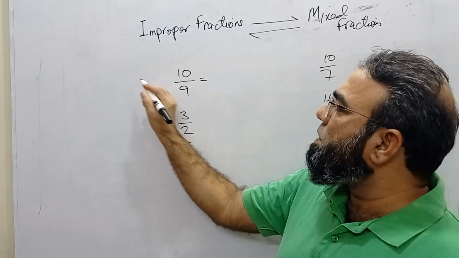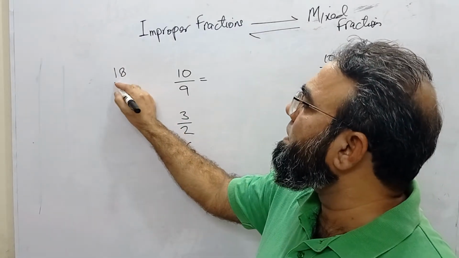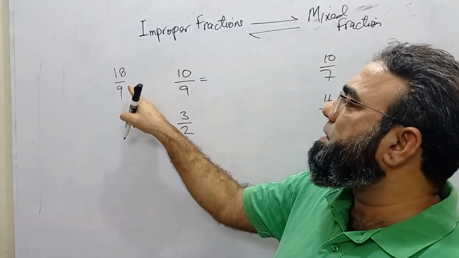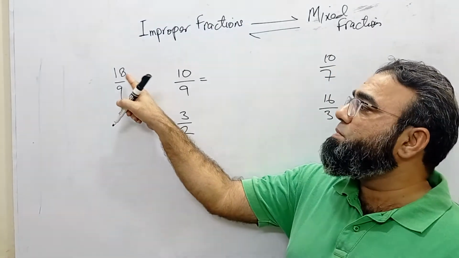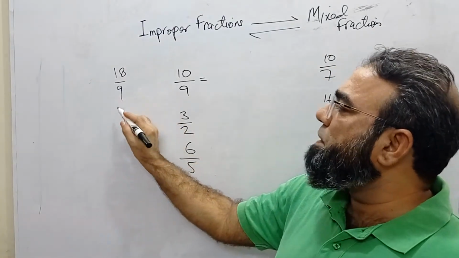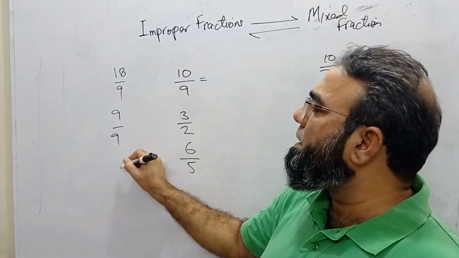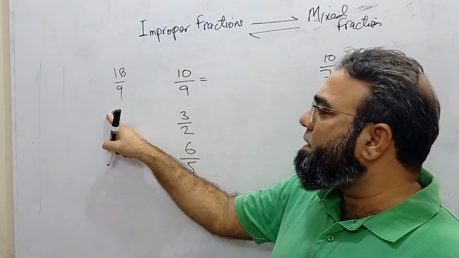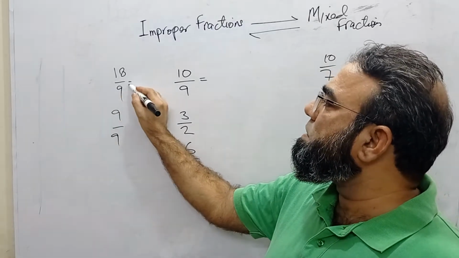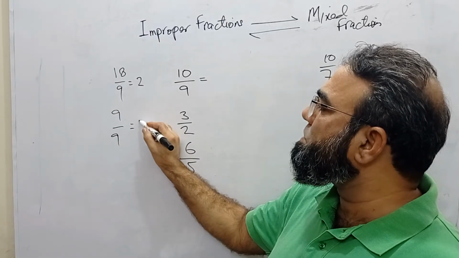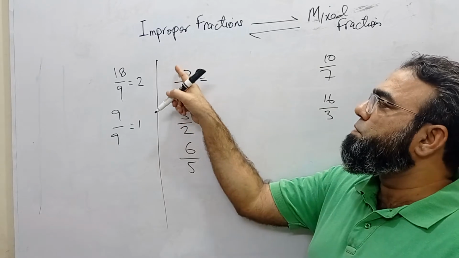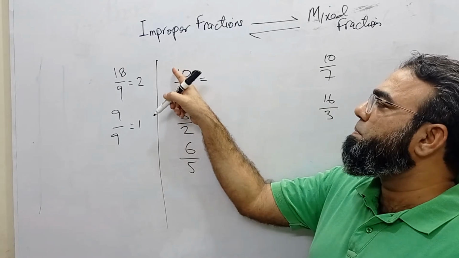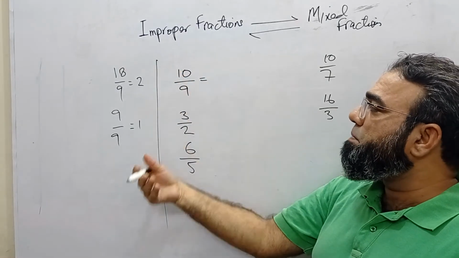Suppose this was 18 over 9, then you can see that this was clearly equal to 2, because 9 2 times is 18. And suppose it was 9 over 9, then you can see that 9 1 times is 9. So this result is 2, this result is 1. Now this is 10 over 9, and you can see that this 10 is nowhere in the table of 9. So you have to read out the table of 9 with me.